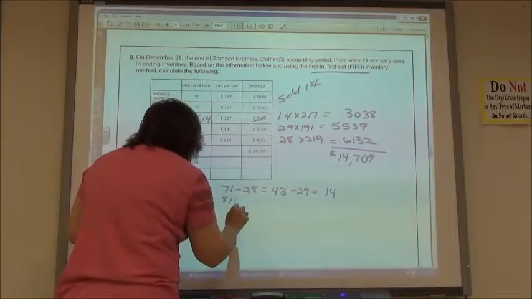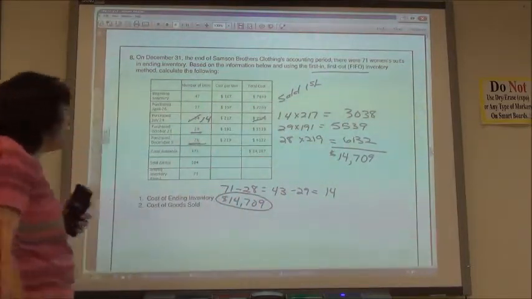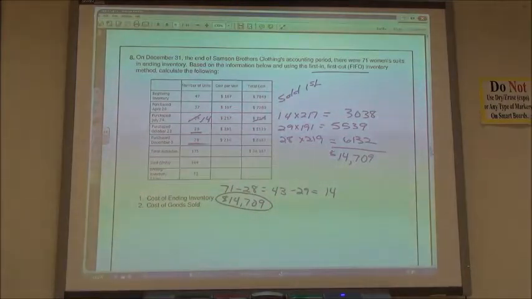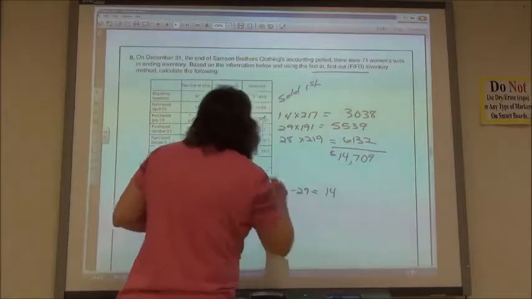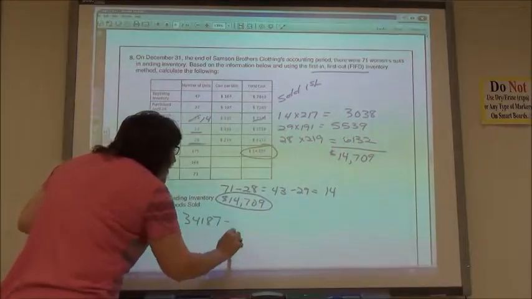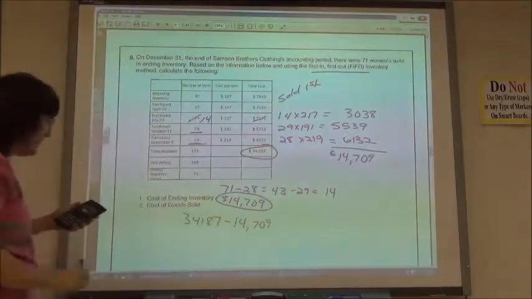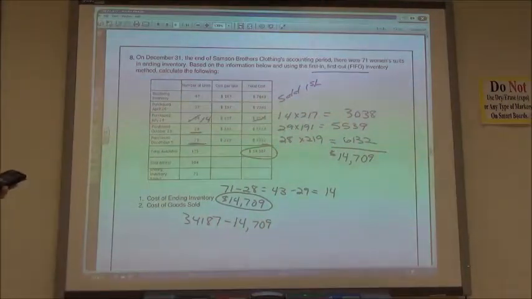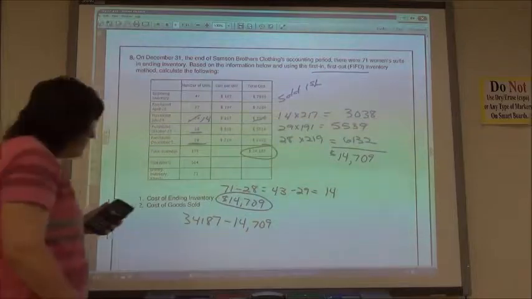So $14,709 is the value of my inventory, or the cost of my ending inventory. The cost of goods sold then, I'm going to take my total cost, $34,187, and subtract off the cost of my inventory, $14,709. And so if I subtract those two numbers, I get $19,478.